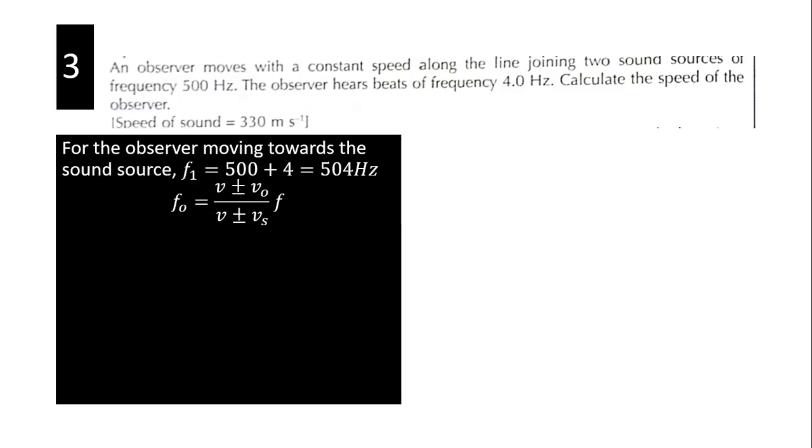So F, now you just use the general formula, choose what to use. The source is not moving, so you forget about this Vs, let it be 0. The observer is moving, so the speed is the speed of the observer. The observer is moving towards the source, so you choose plus. Both of them are moving in opposite directions, towards each other. The speed of sound or the speed of the wavefront and the speed of the observer.